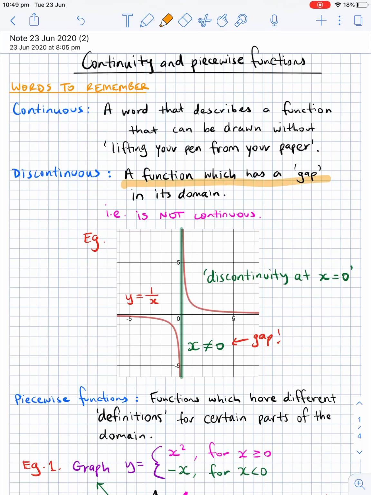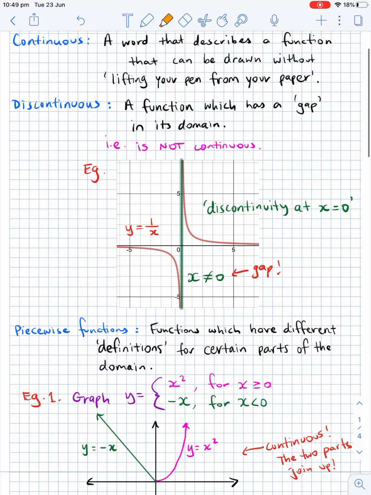Discontinuous is a function which has a gap in its domain, i.e. it is not continuous. You can't draw these sorts of ones because it has some sort of gap where you'd have to lift your pen, if that makes sense. So this sort of graph is an example of a discontinuous graph. You can see here, if I was going to draw it, I'd have to do this part of the graph, and then I'd have to lift my pen and do this part here. It's a discontinuous type of graph.